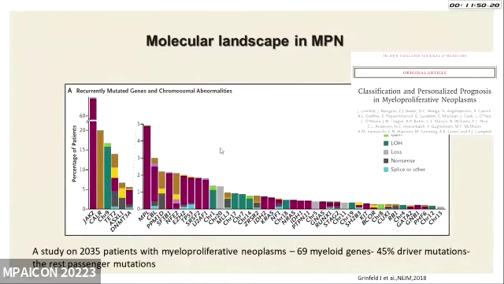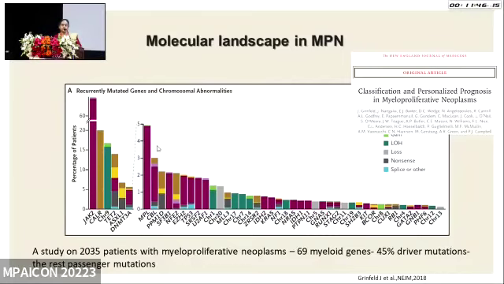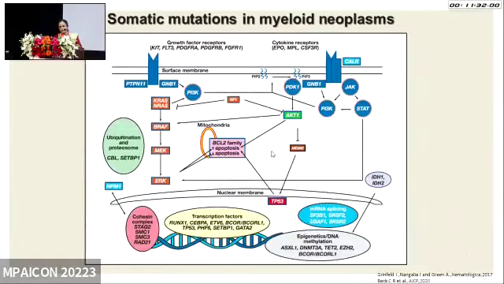A note on the different genomic studies that were done elucidating the landscape of MPN. This is a seminal paper by the Campbell group in 2018 that studied 2,035 patients of MPN and described 16 myeloid genes, of which 45% were driver mutations. And this is a pictorial representation just showing the different groups that are important in myeloid neoplasms, where somatic mutations have both diagnostic and prognostic effect.